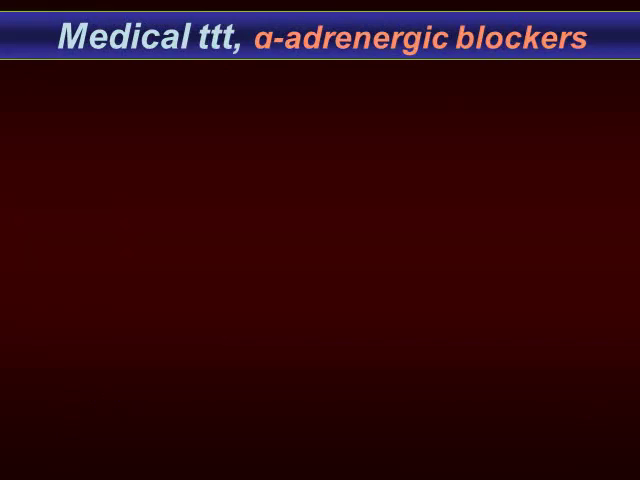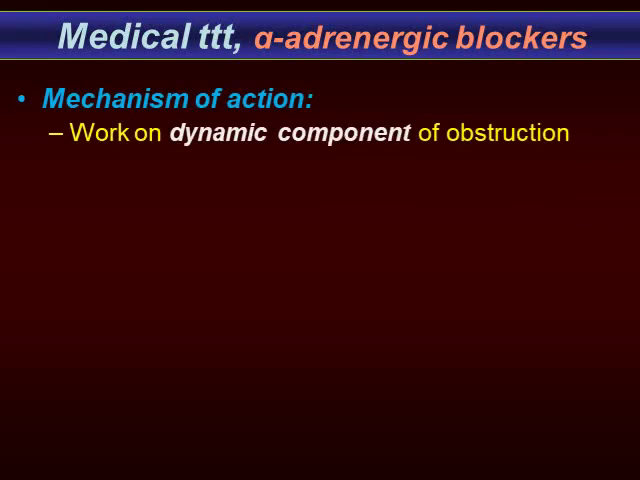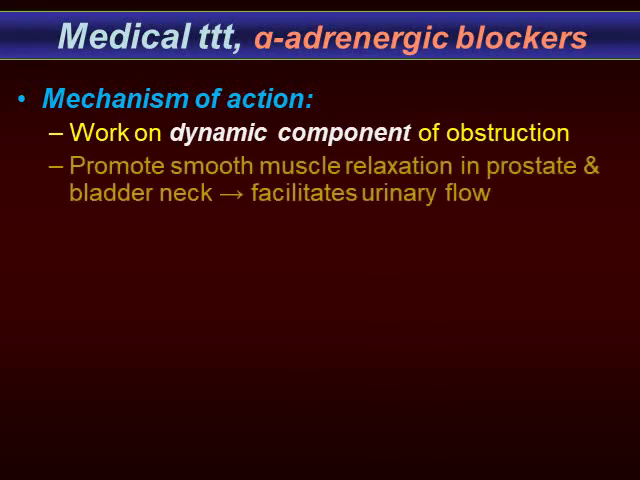So what drugs do we have? The first class is the alpha adrenergic blockers, which are the most effective and most important drugs in the treatment of BPH. Mechanism of action, as you remember, we have said there are two mechanisms of prostatic obstruction. The one is the dynamic component. Alpha adrenergic blockers work on the dynamic component of obstruction.